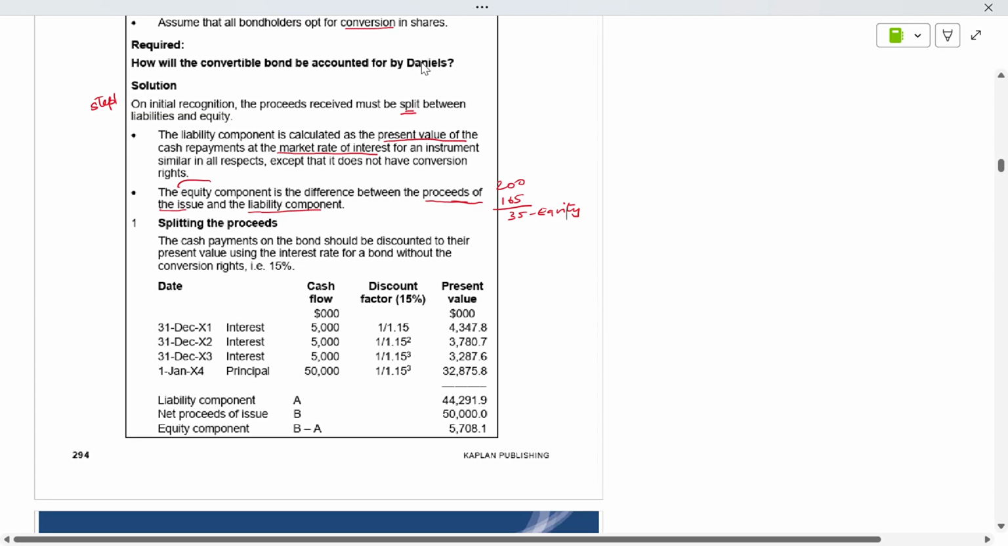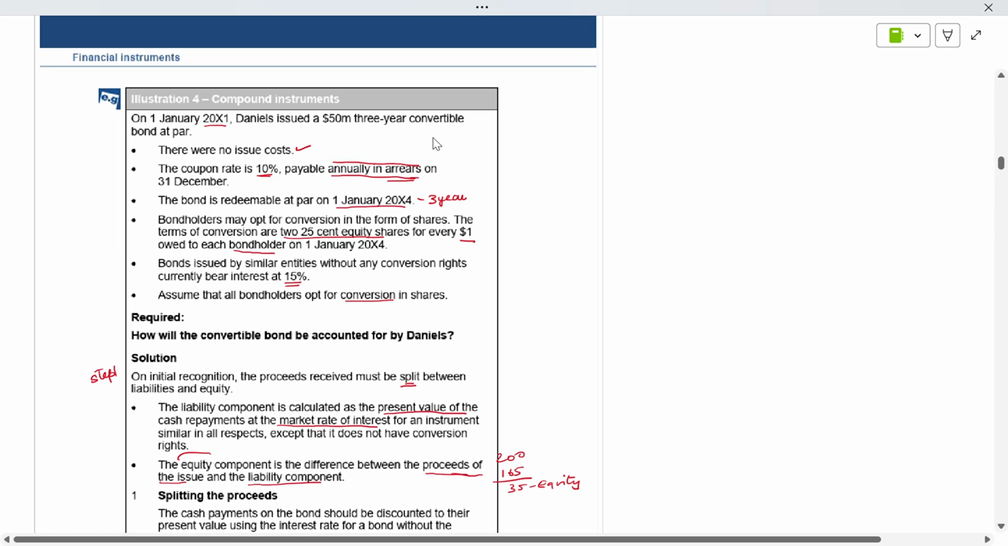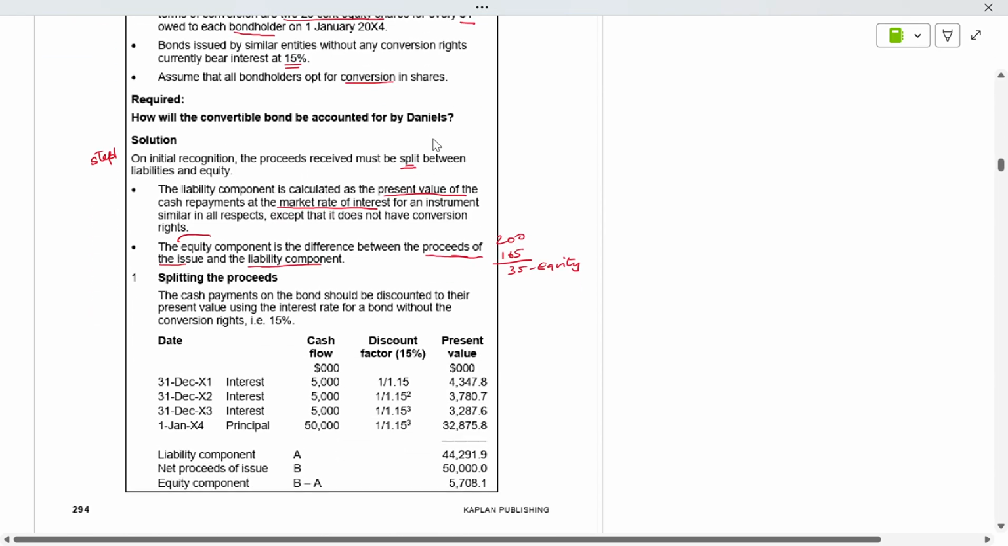Now, first you have to split the proceeds. How much are you taking? They have mentioned that we are issuing 50 million, 50 million at the rate of 10%.